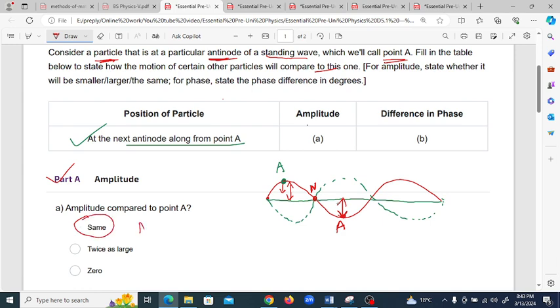It means the next antinode, I suppose this is A dash. So A dash is exactly the same as A. The next antinode, that is A dash, has the same amplitude. So the correct option is same. Now remember that amplitude is the maximum distance from the mean to the extreme position. So this is the amplitude.